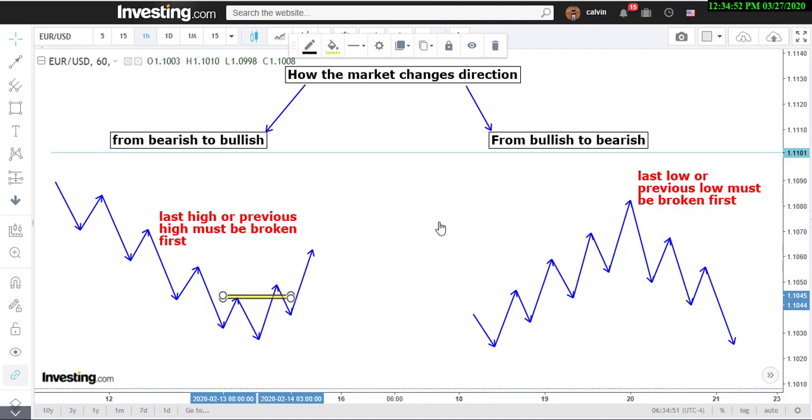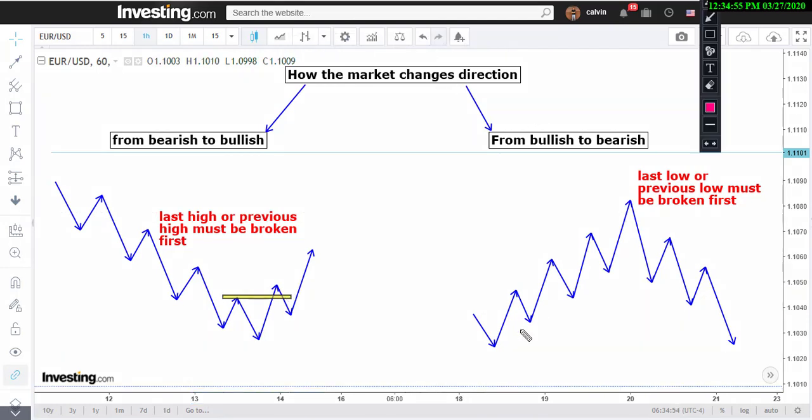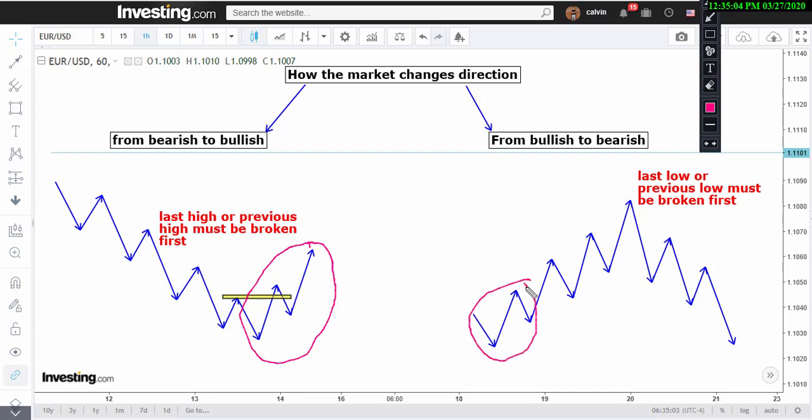Okay, let's move on to the other side. You see, the trend is bullish now. New higher low, higher low, higher low. From here, you don't have a higher low. The market just went through it and then retraces back and starts to move to the bearish side, or to the downside. It doesn't matter.